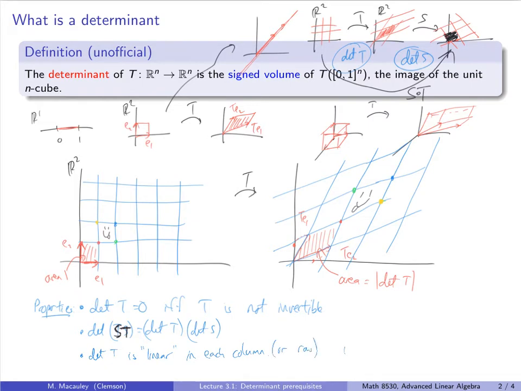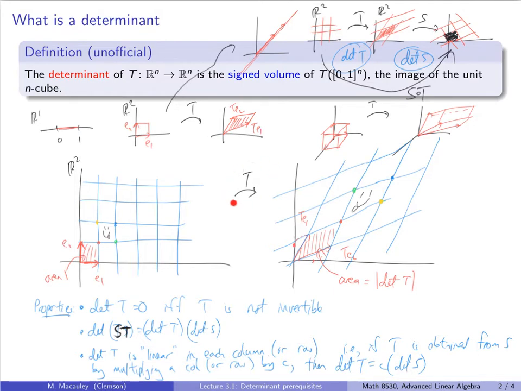I.e., if T is obtained from S by multiplying a column or row by C, then the determinant of T is just C times the determinant of S. Now look at this picture here.